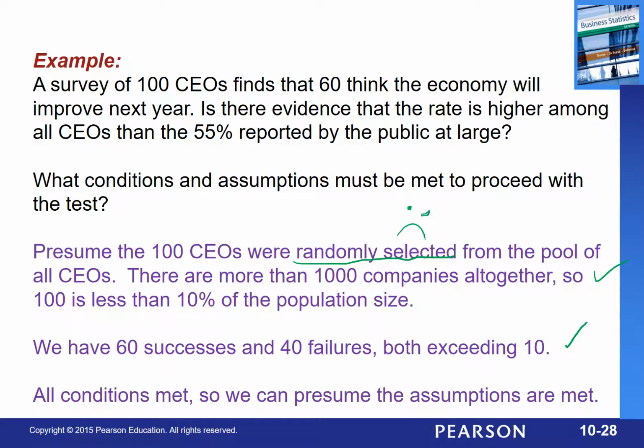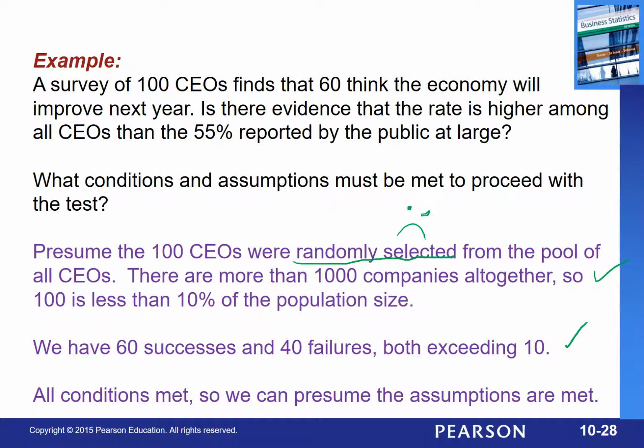Okay. Under what conditions and assumptions can we proceed? We have to check what we have to check. I'm pretty sure that 100 CEOs is less than 10% of the population of all CEOs, because that would mean there are only 1,000 in whatever economy I'm doing this in. That seems a little low, so it's probably okay for the 10% condition.